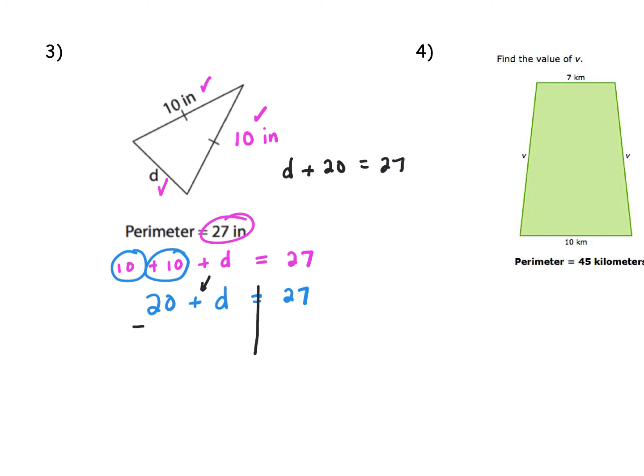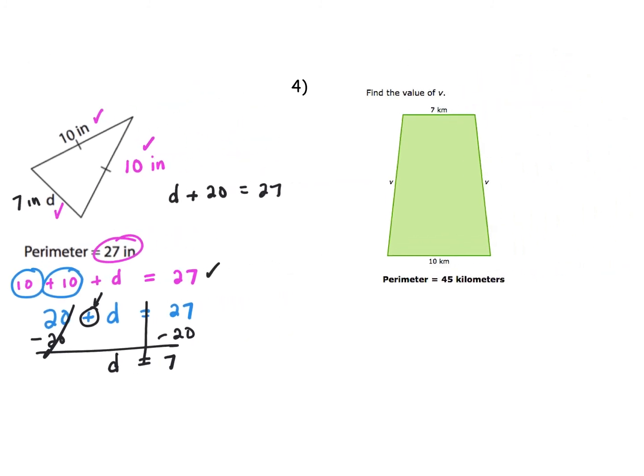So I'm going to build our wall. We're going to take away 20 so we can isolate d. We've eliminated 20. And d, because there's a plus sign in front of it, I can drop this down as a positive d. I don't have to show the plus sign. We'll use that as a positive sign. 27 minus 20 is 7. So that means d is 7 inches. And if we added all those measurements together, we would indeed get our 27 that it said it was.